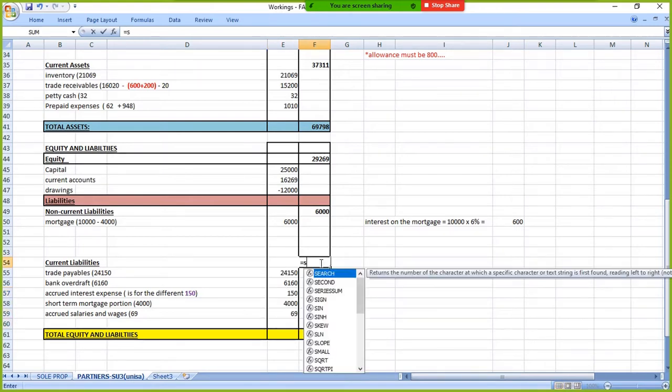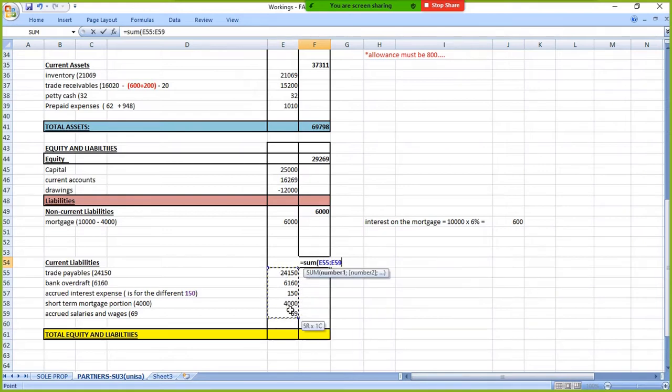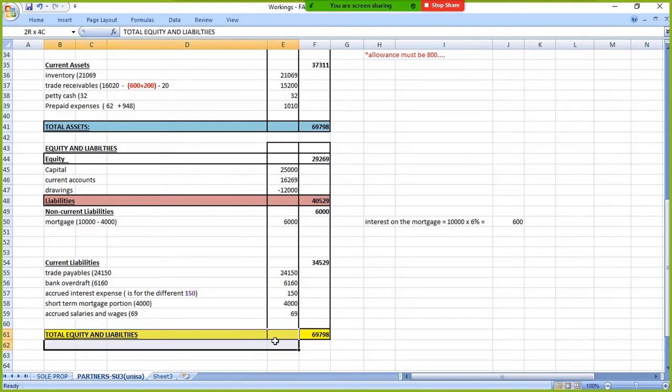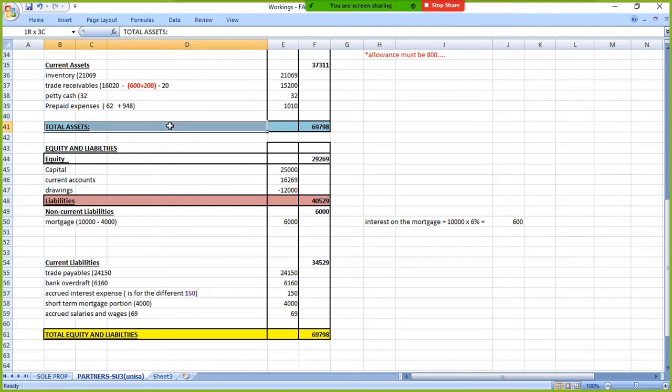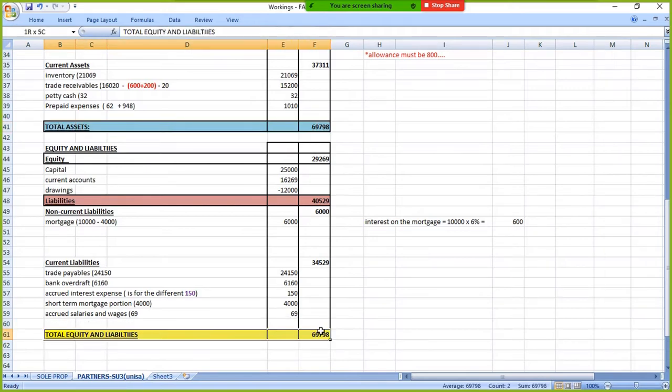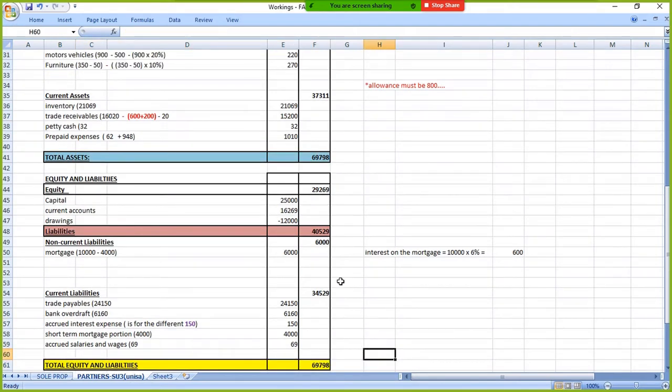Okay, current liabilities, if we sum up the current liabilities, we get that total. Okay, total liabilities, non-current plus current, gives us that. Then I need to add up equity plus liabilities, which gives me the same answer, and that's what you want to see. If your total assets equal your total equity and liabilities, you haven't made any mistakes. All right, hopefully that helps. Let's have a look at their solution to see if we agree.